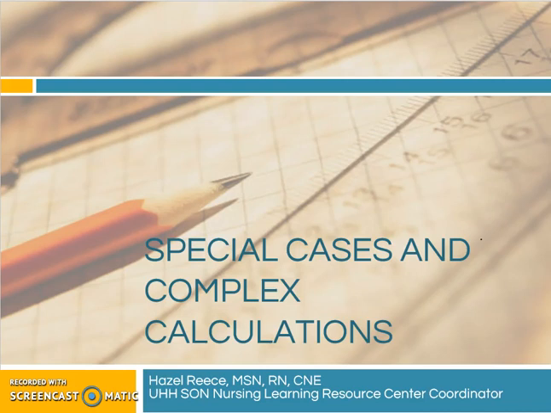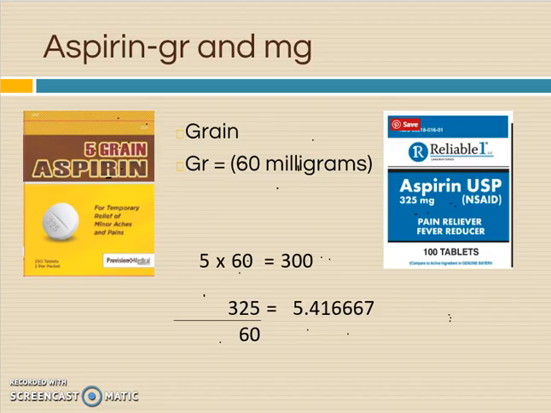In this video, I'm going to show you some special cases and some other miscellaneous things and also a complex calculation. So aspirin is a very old drug, and it used to be administered in grains, and now it is administered in milligrams. Now we know that 60 milligrams is in a grain, and just to do a calculation, you might have to make grains into milligrams.